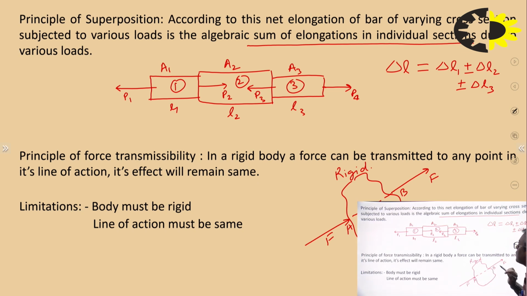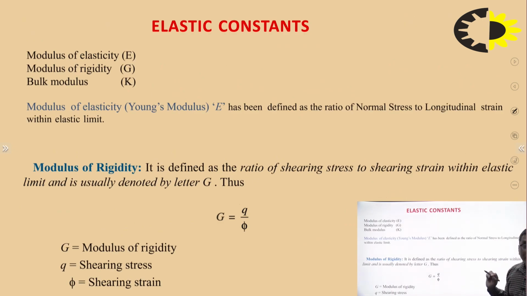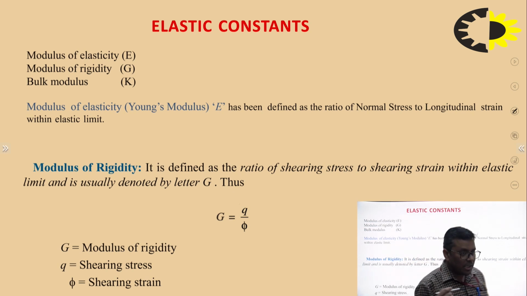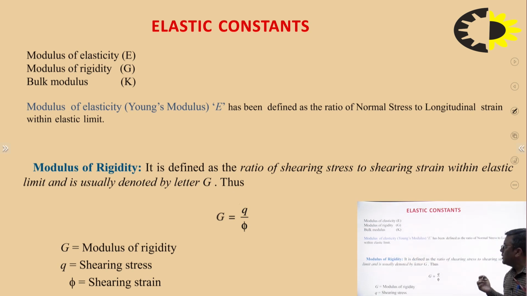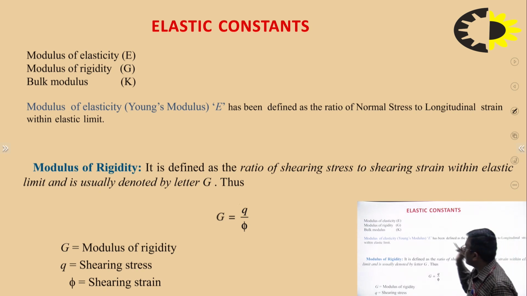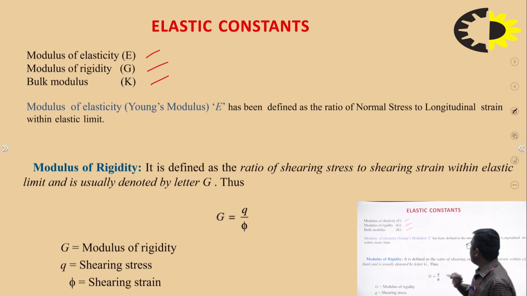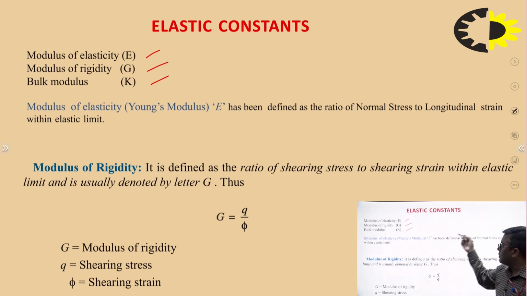Now I am moving towards another part, elastic constants. In the very first statement, Hooke's law, we discussed that stress is directly proportional to strain, and by removing the proportionality sign, we find the elastic constant. So we deal with the various elastic constants. The first one is the modulus of elasticity. Second, modulus of rigidity. The third is K, bulk modulus. Modulus of elasticity is also asked in the exam.